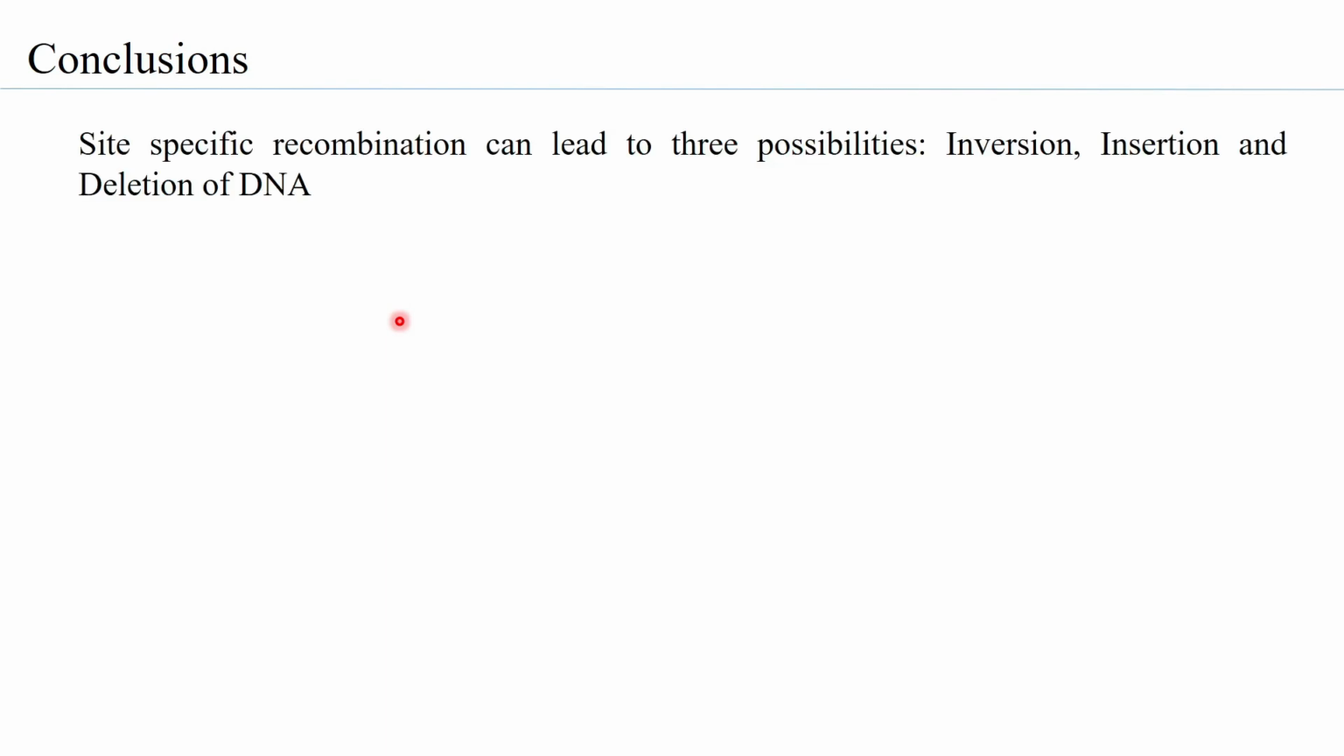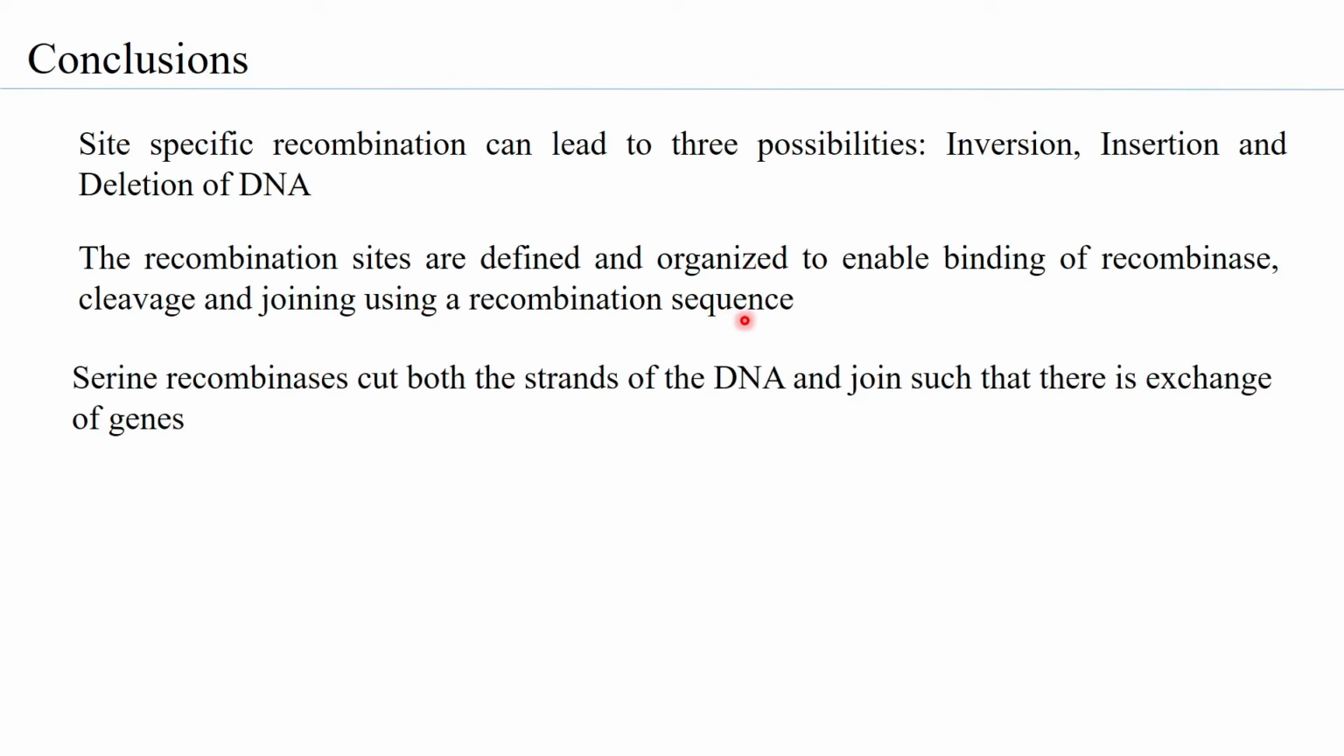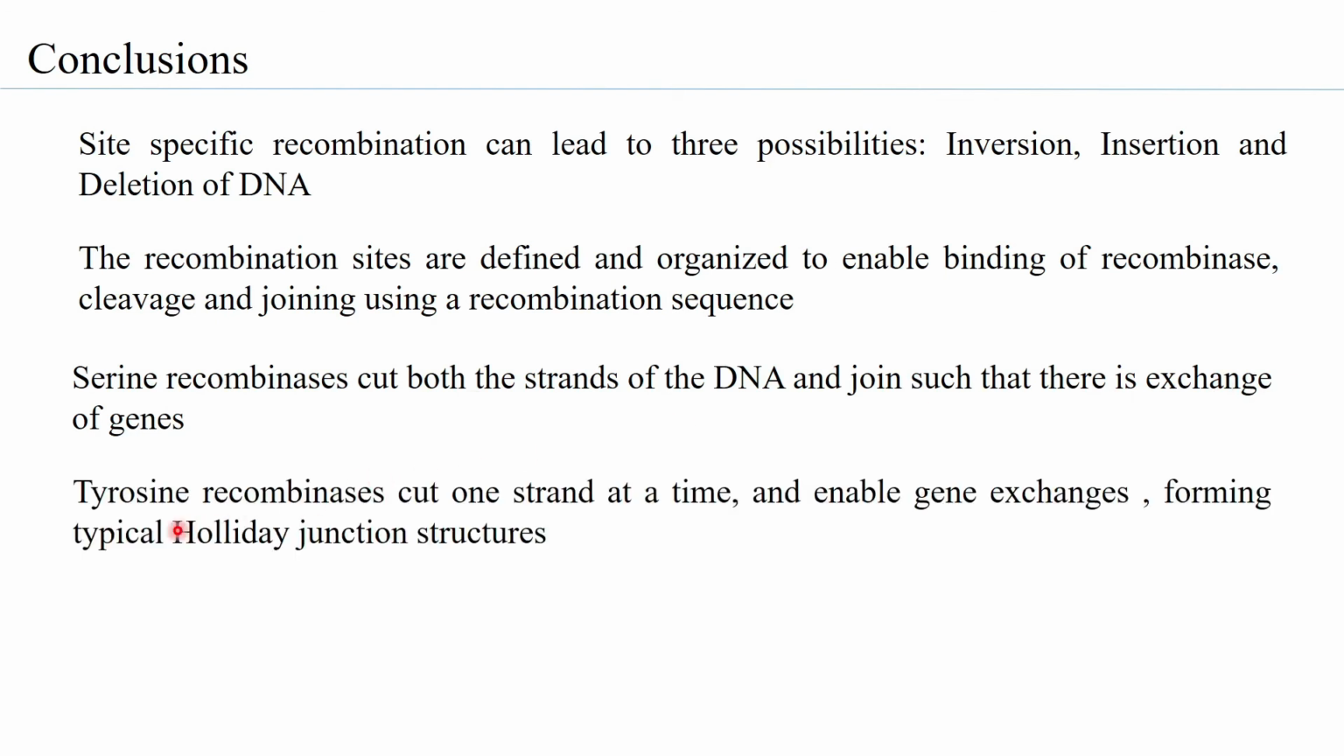So let us make the conclusions. Site-specific recombination can lead to three possibilities: inversion, insertion, and deletion of DNA, ultimately leading to gene rearrangement. The recombination sites are defined and organized to enable binding of recombinase, cleavage, and joining using a recombination sequence. Serine recombinases cut both the strands of the DNA and join such that there is exchange of genes, while tyrosine recombinases cut one strand at a time and enable gene exchanges, forming typical Holliday junction structures.